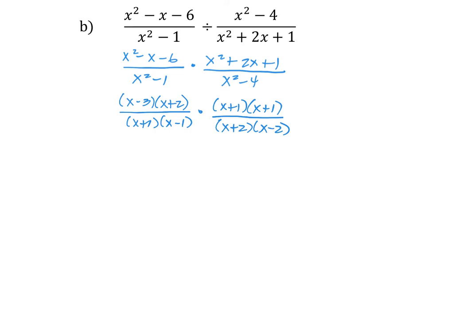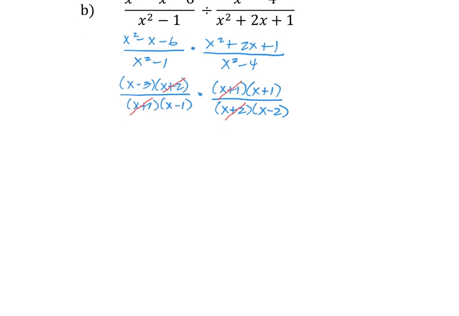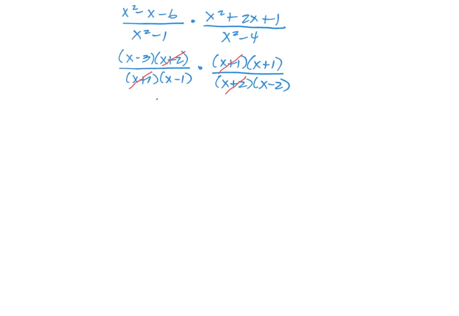Now I can see that x plus 1 cancels. And I also have an x plus 2 top and bottom. And I believe that is it. So the numerator is going to be x minus 3, x plus 1. The denominator is going to be x minus 1, x minus 2. Again, this is it. I am not going to multiply it out. It's actually a waste of time to multiply it out.